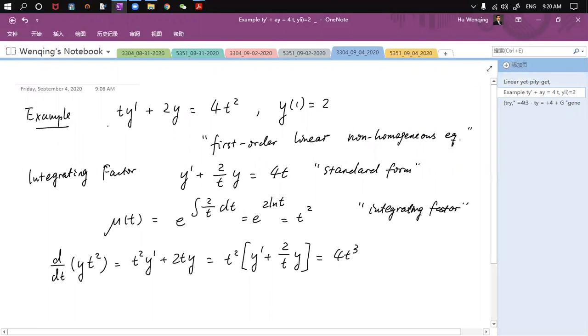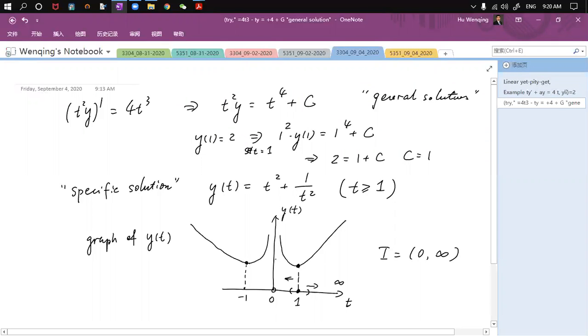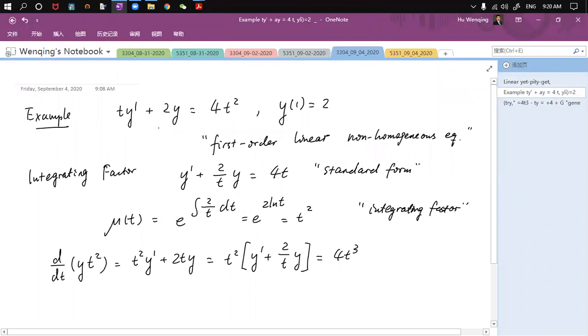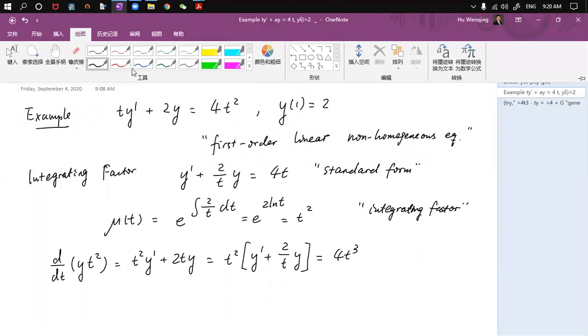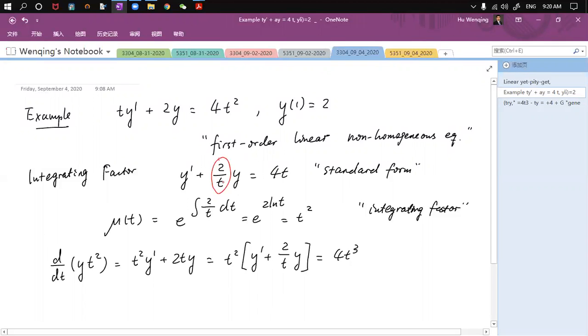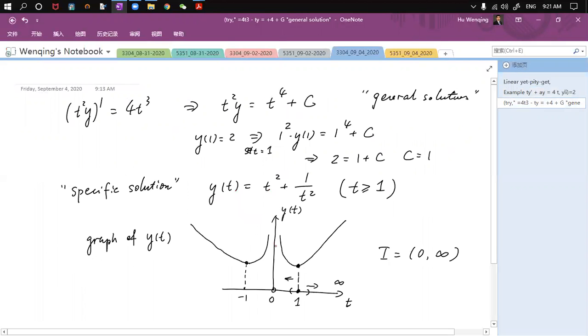Why? Because of your standard form. That's very important. If you found this solution, you didn't see any problem at point 0. It tells you that the solution is going to be problematic at point 0, but it doesn't really tell you where the problem comes from. But once you turn the equation into standard form, that's very, very important. As long as you turn the equation into standard form, you are going to see the problem. Why? Because if the equation is in standard form, then one of the coefficients is going to be singular at point 0. And from there, you know that the solution is going to be singular at point 0.